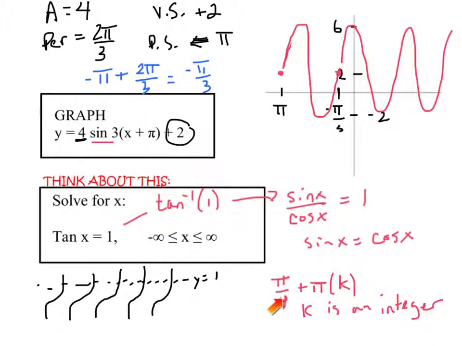We're repeating every pi, so it's pi over 4, 5 pi over 4, 9 pi over 4, 13 pi over 4, 17 pi over 4, and so on. It's not random values in between. These are the values where it's actually going to be 1.